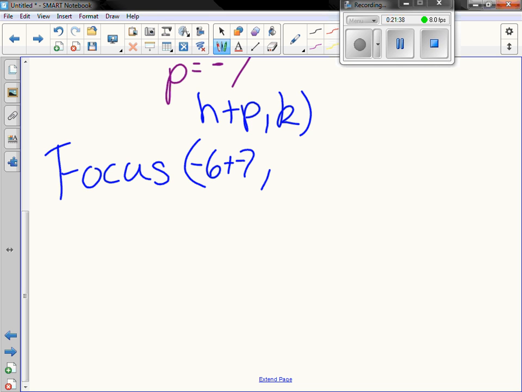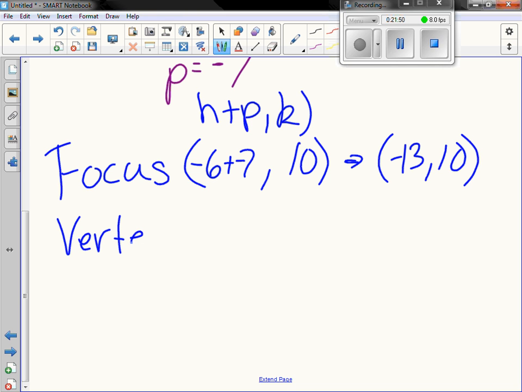Comma, k was? So yes, it would be -13, comma, 10 is our focus. Vertex, comma, 10. We don't have to do anything with that one.